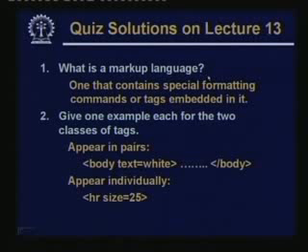What is a markup language? It is one which contains special formatting commands or tags. Give one example each for the two classes of tags. Well, one class of tags appears in pairs like begin body, end body, and another class which appears individually like the horizontal rule.